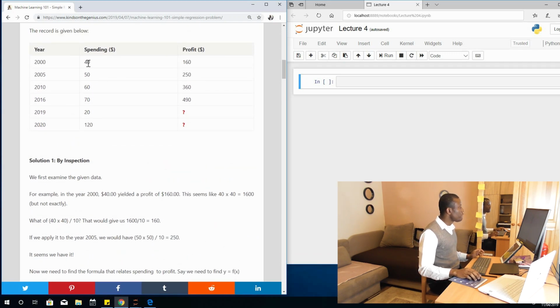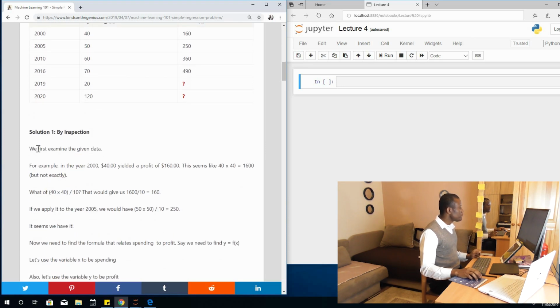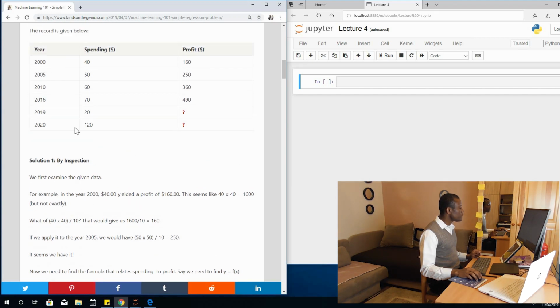So let's look at it by inspection. We have 40. 4 times 4 is 16, 5 times 5 is 25, 6 times 6 is 36, 7 times 7 is 49. So it seems we are taking the square of 4 and multiplying by 10. So 40 times 40 is 1,600 divided by 10, and 50 times 50 is 2,500 divided by 10. So by inspection, we can examine the data. For the year 2000, we have $40 yielding a profit of 120.